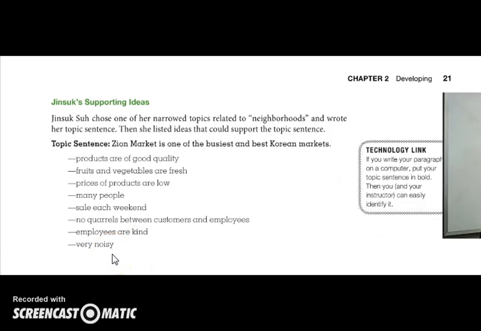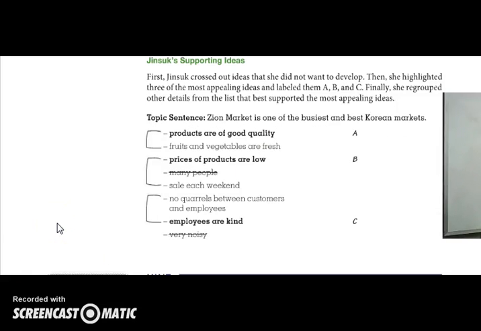Now this is a really good brainstorm list of ideas about the market, but not all of these ideas back up or explain why Zion Market is one of the busiest and best markets. So let's look at a better organized list of ideas here. Okay. So maybe a better approach here would be to get rid of busiest and focus on how it is one of the best Korean markets, thinking that it is busy because it is so good.